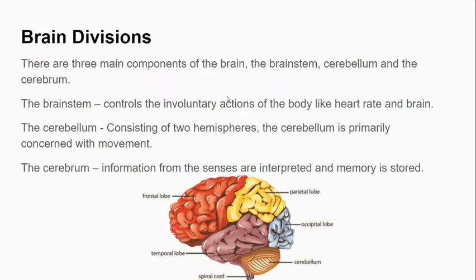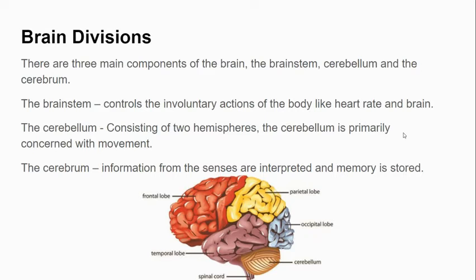Brain division. So there are three main components of the brain: the brain stem, the cerebellum, and the cerebrum. The brain stem controls the involuntary actions of the body, like the heart rate and breathing. Remember, involuntary means you cannot control it, so these are things that work on their own. The cerebellum consists of two hemispheres. The cerebellum is primarily concerned with movement, so making sure that your body can move.